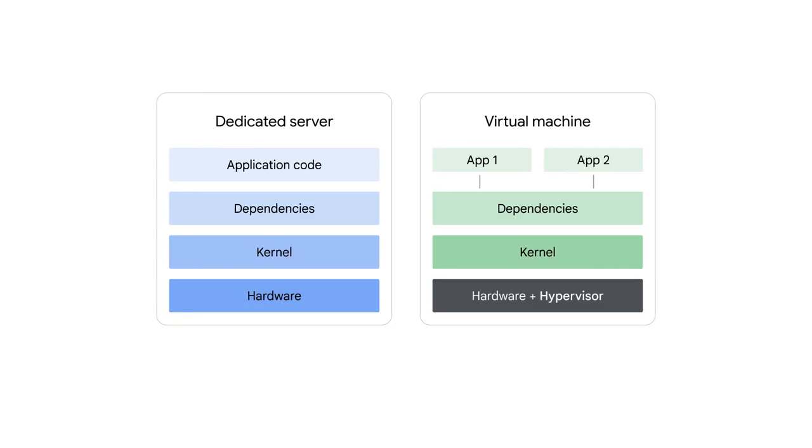But running multiple applications within a single VM creates another problem. Applications that share dependencies are not isolated from each other. The resource requirements of one application can starve other applications of the resources they need. Also, a dependency upgrade for one application might cause another to stop working.